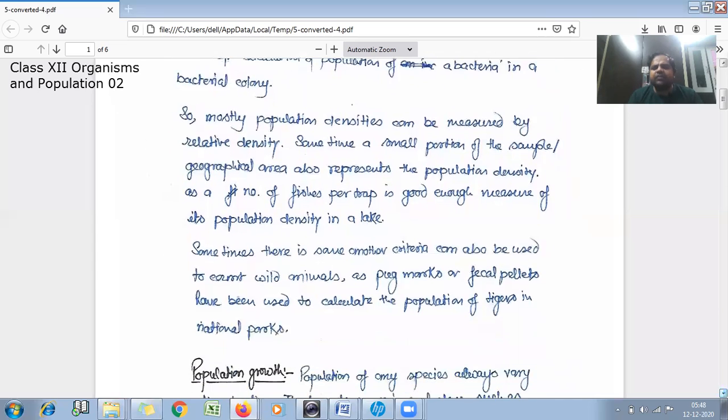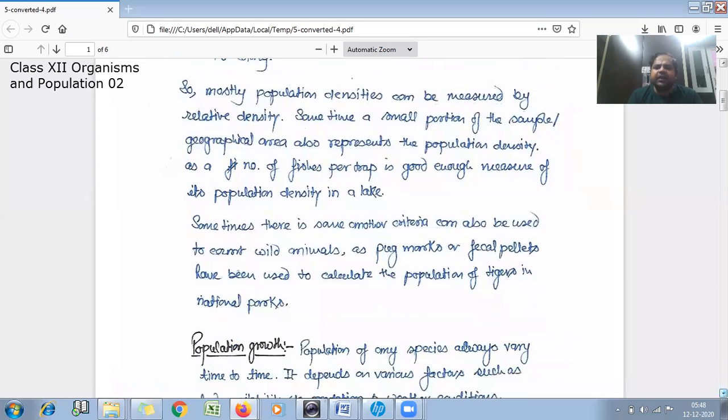Sometimes other criteria can also be used to count wild animals, such as pug marks and fecal pellets, which can be assessed to calculate the population of tigers in national parks. So there are several methods we can utilize to measure population density, and it cannot always be an absolute value, meaning we cannot count each and every individual in every case.